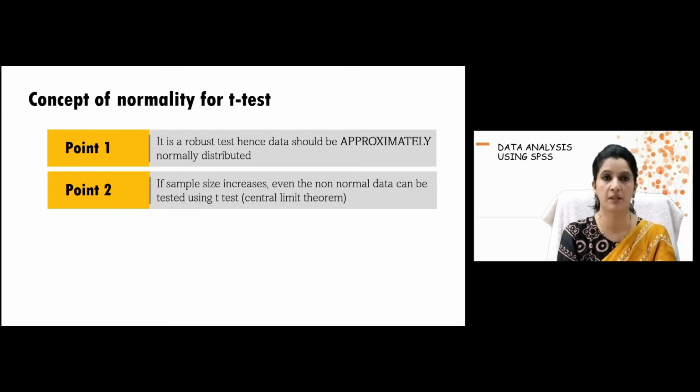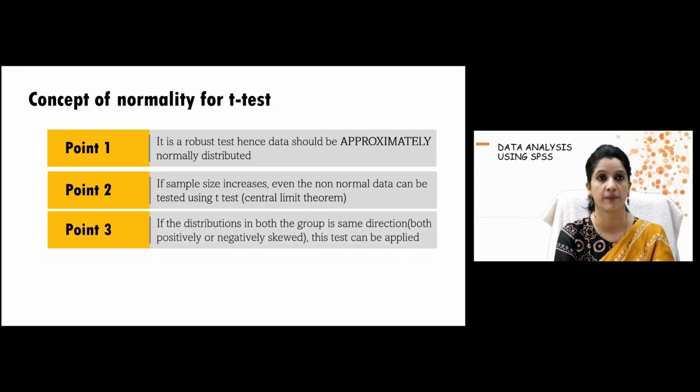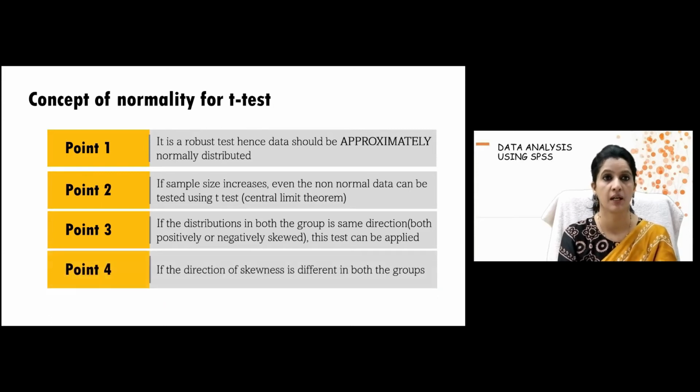That is the central limit theorem, which says that the distribution tends to accumulate in the center. And if the distribution in both groups is the same, like both positively or negatively skewed, then also this test can be applied. If the direction of skewness is different in the two groups, then we should not apply this test and we should go with the non-parametric analog, that is the Mann-Whitney U test.